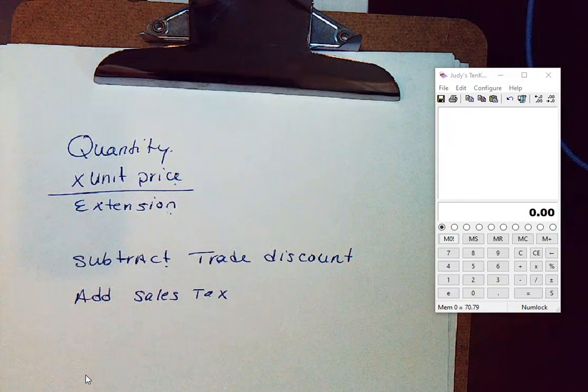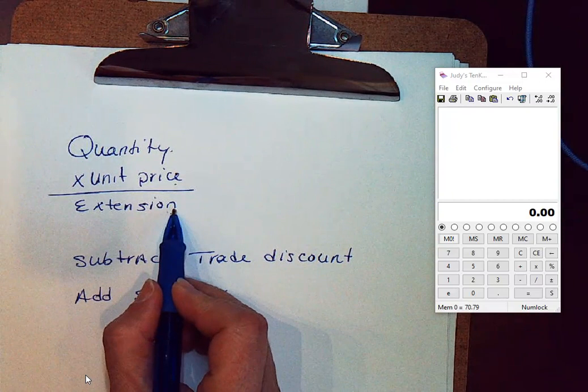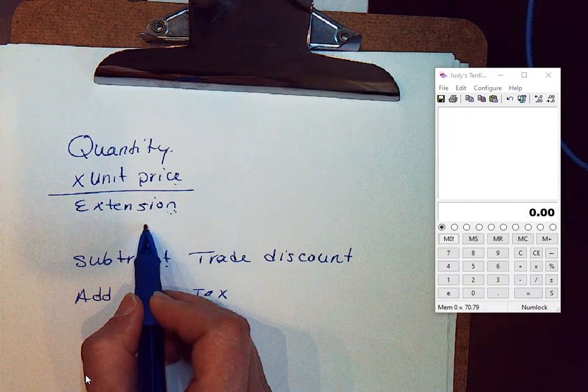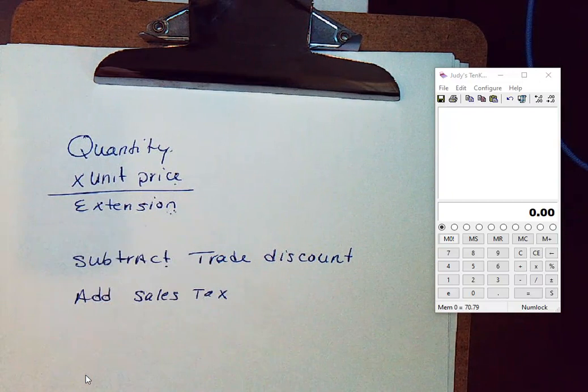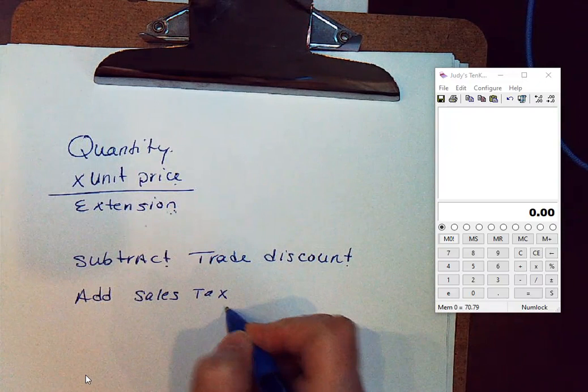So we're going to use a cumulative multiplication to get the extensions, and then we'll want to put the extensions into memory so we don't have to re-add all of the extensions to find the total. So remember, we deduct discounts and we add sales tax.